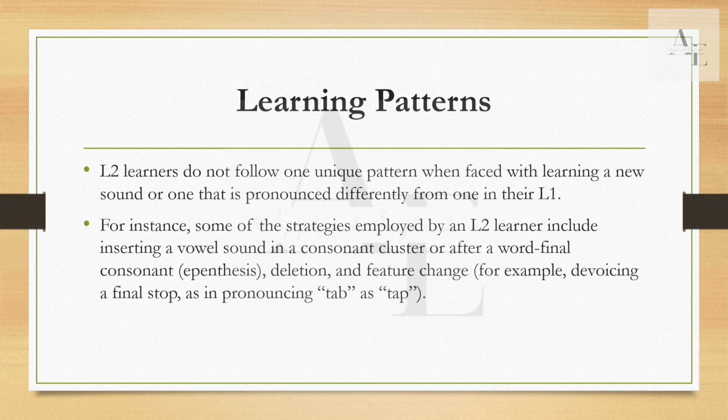For instance, some of the strategies employed by an L2 learner include inserting a vowel sound in a consonant cluster. Some Arabic native speakers, when they try to pronounce English words that have a consonant cluster, like spray, insert a vowel. They say "sipray." So they've inserted a vowel in the consonant cluster, making it easier for them to pronounce. And some of them insert a vowel after a word-final consonant, like "biga." Some learners do that, and this is called epenthesis, adding a sound that is not in the word.